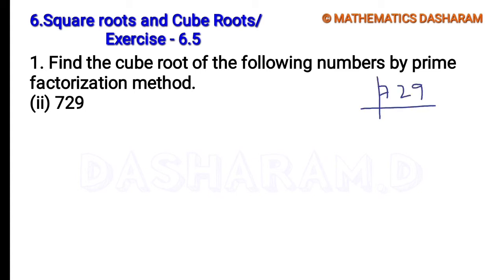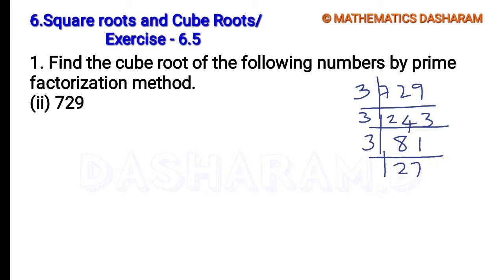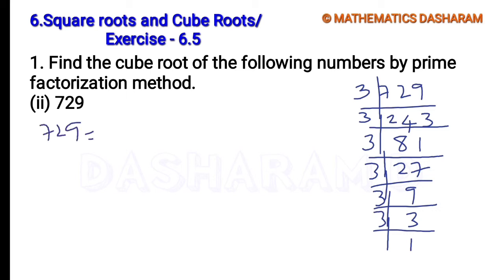It is not coming in the two table, so it is coming in the three table. 3 twos are 6, one remainder, 3 fours are 12, 3 threes are 9. Again 3 table, 3 eights are 24, 3 ones are 3. Again 3 table, 3 twos are 6, 3 sevens are 21. Next, 3 nines are 27. Next, 3 threes are 9. Next, 3 ones are 3. So 729 equals how many threes in total? 6 threes. So 3 into 3 into 3, and 3 into 3 into 3. So 3 into 3 into 3 is one group, here another group.